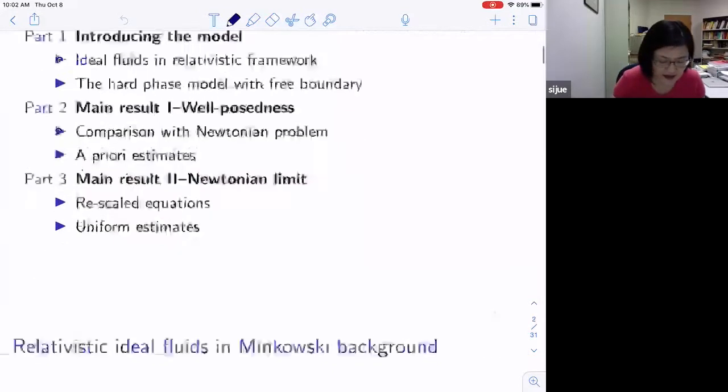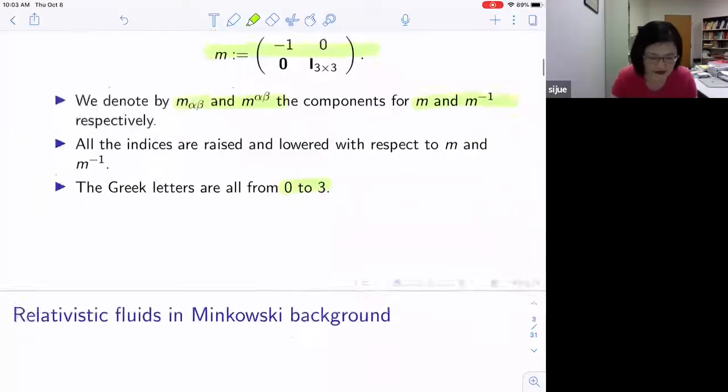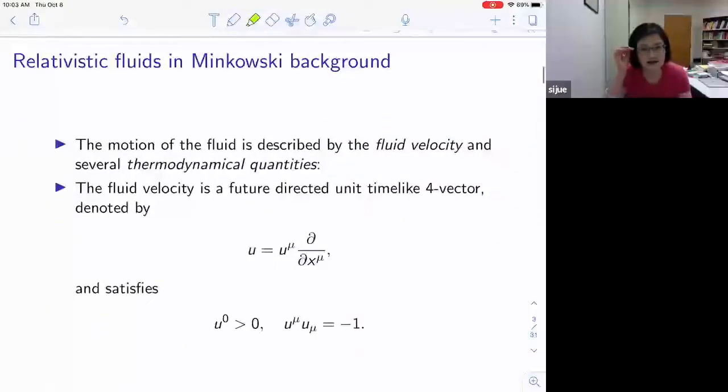Okay, so we have a fixed background with the Minkowski metric given by this standard form: -1 in the time component and the identity matrix in the space. We will denote the metric with upper and lower indices, where the Greek letters correspond to m and m inverse. We have four dimensions, with the index 0 corresponding to time, but a lot of times we just write t, not x0.